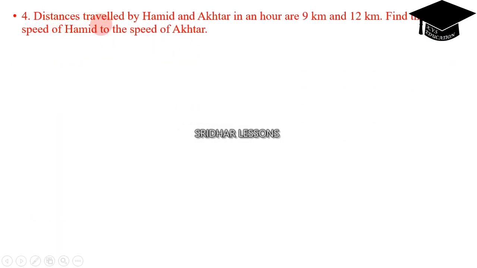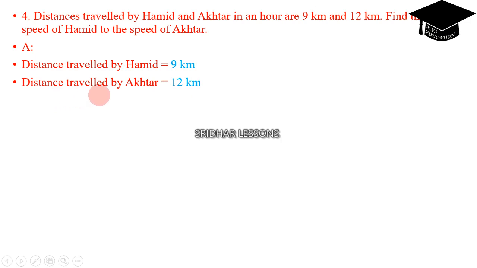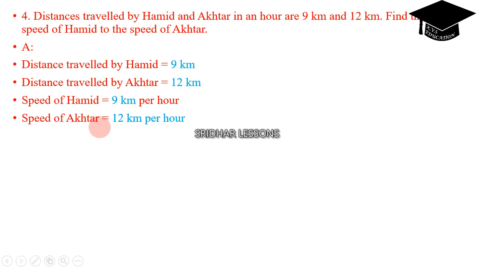Fourth question. Distances traveled by Hamid and Akhtar in an hour are 9 kilometers and 12 kilometers. Find the ratio of the speed of Hamid to the speed of Akhtar. First, given distance traveled by Hamid is equals to 9 kilometers and distance traveled by Akhtar is equals to 12 kilometers. Speed of Hamid is equals to 9 km per hour. Similarly, speed of Akhtar is equals to 12 kilometers per hour.